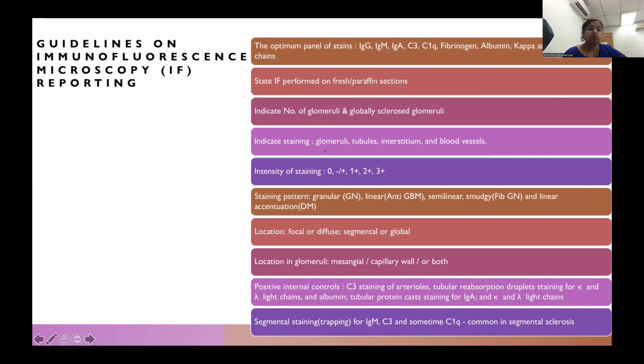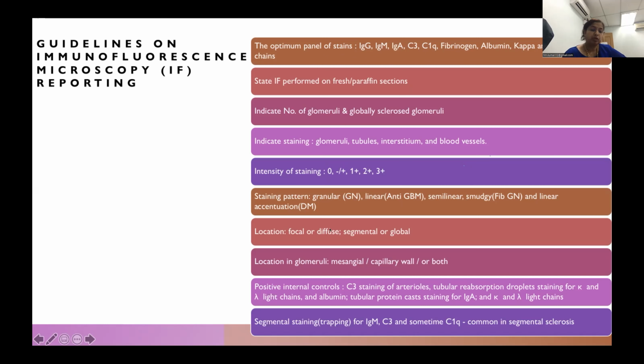Scoring, as we all know, you give a scale of 0 up to 3+. For those of you who are practicing renal pathology, you would know how to give your scoring based on intensity. The staining pattern is important. You identify it as granular or linear, especially for anti-GBM cases. Linear accentuation is mostly seen in diabetic cases. Basically, they look linear. Smudgy you can get in fibrillary GN.